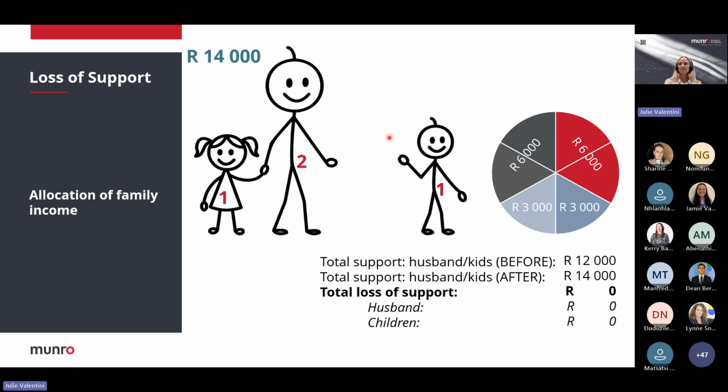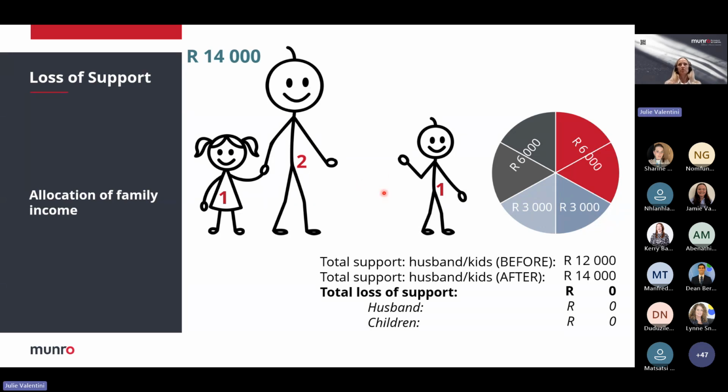So they can cover the 6,000 that he was being supported with previously. So the 6,000 plus the one child's 3,000 and the other child's 3,000. That's only 12,000. There's an extra 2,000 now that the three of them have that they can share amongst themselves. So the loss of support is actually zero.